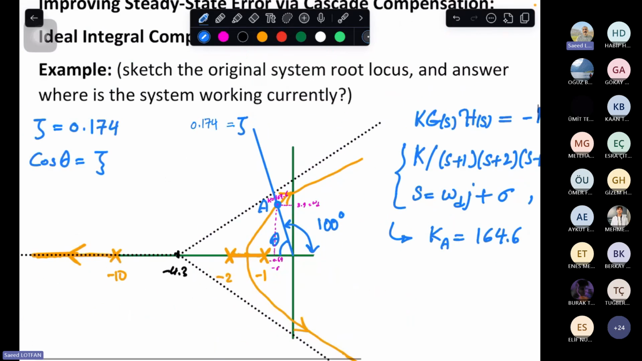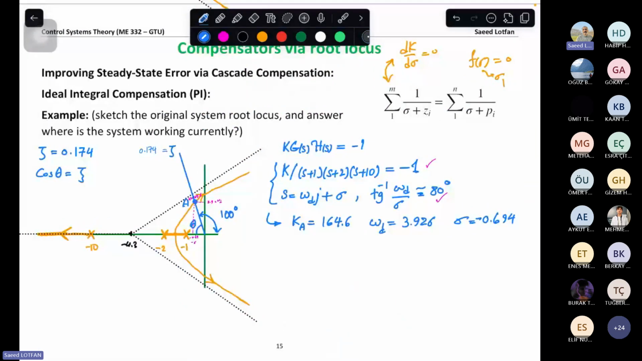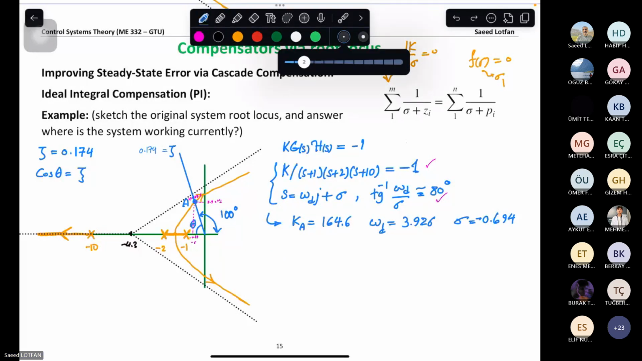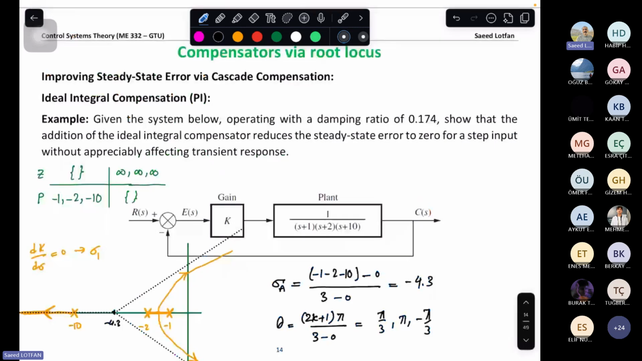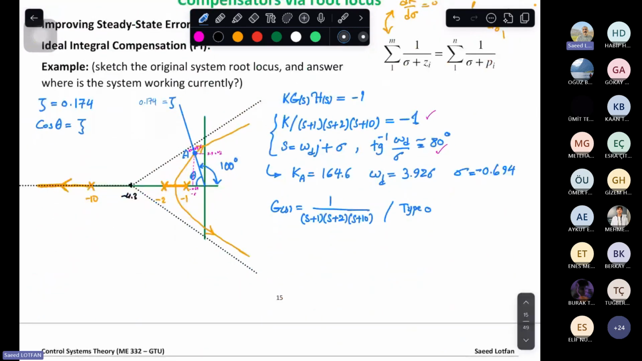Okay. Now, if we want to continue about where we are and what is the condition of the system, we can say that because GS is 1 over S plus 1, S plus 2, S plus 10, the type of the system is 0, and I also know that the type of the input is a step. So if I calculate Kp, this is the limit of KGS, the feed forward, when S goes to 0, which is equal to K over 20.